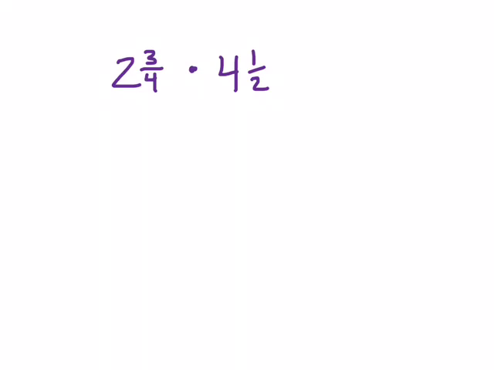So if I look at 2 3/4, this is 2 sets of 4 quarters. That's 8 quarters, plus the 3 quarters I already had. That's going to be 11 quarters. And for my 4 1/2, that's going to be 4 sets of 2 halves. That's 8 halves, and 1 extra half, which is 9 halves. And from there, I'm great.